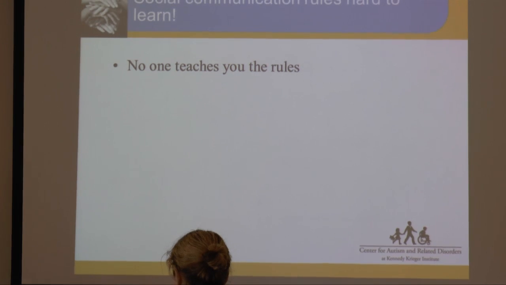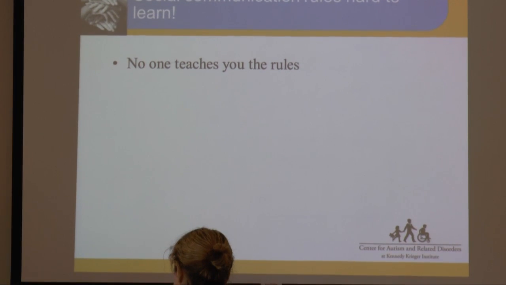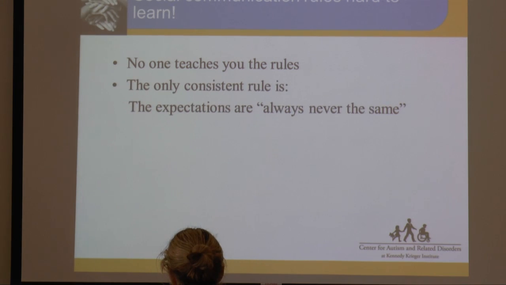The rules. You're expected to figure it out on your own, over time, through your experiences. And those experiences, which might be showing you a particular rule, sometimes there's long gaps between those situations where you're experiencing that. And so figuring out a rule from that, looking for those commonalities and generating a rule, gosh, that can be hard. And then there's another reason why it's so ridiculously hard to learn this. Because there's only one consistent rule. And that's that the expectations are always never the same. They are always going to change.